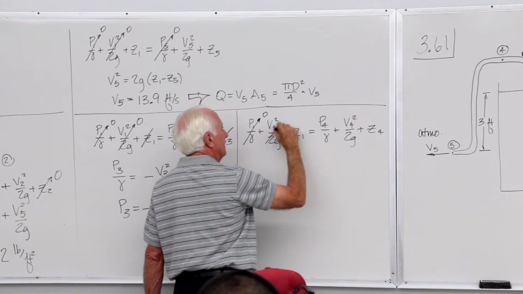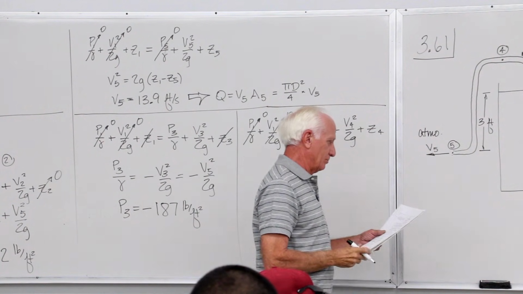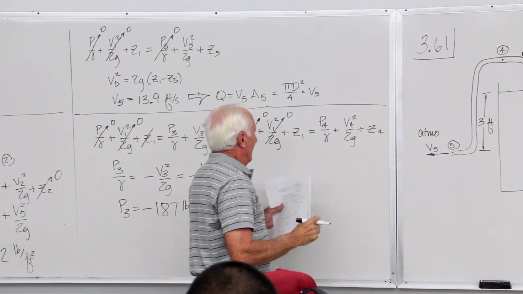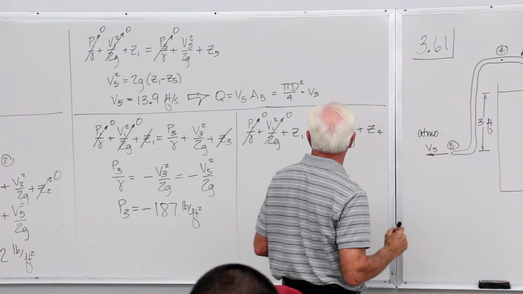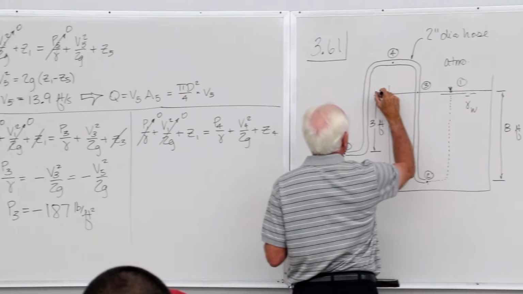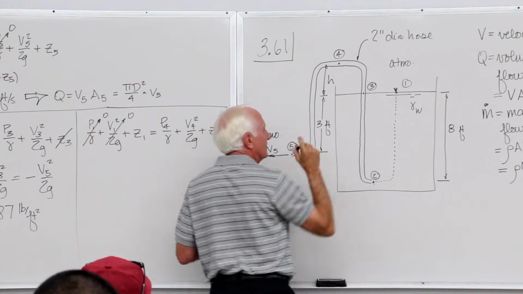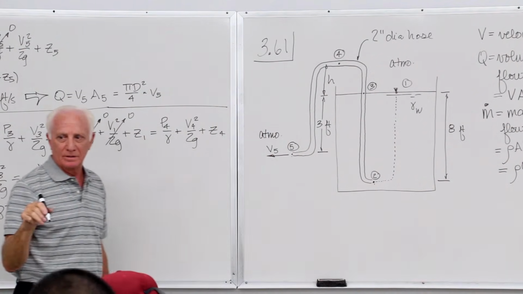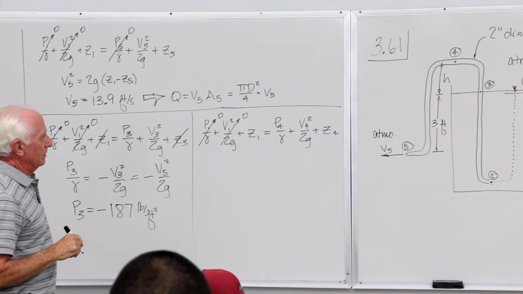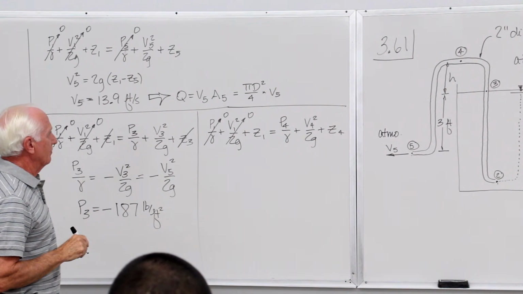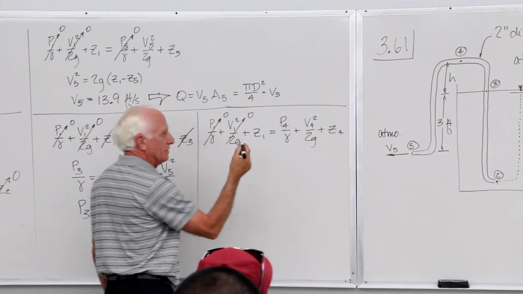P1 is 0, V1 is 0. Oh, I didn't quite have that there. I'm going to call this H just for fun. This is not part of the problem in the textbook, but I'm adding something to it. Okay, so we're going from 1 to 4. So I'm going to call Z1 0.